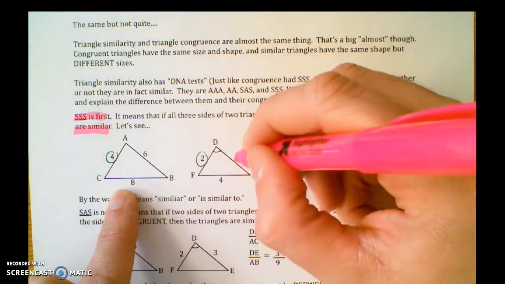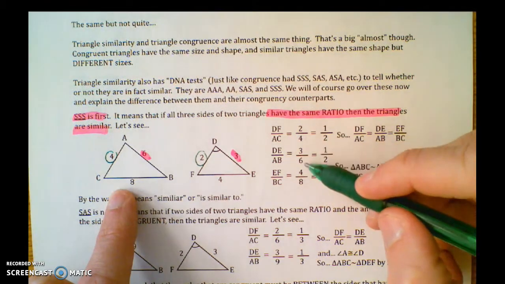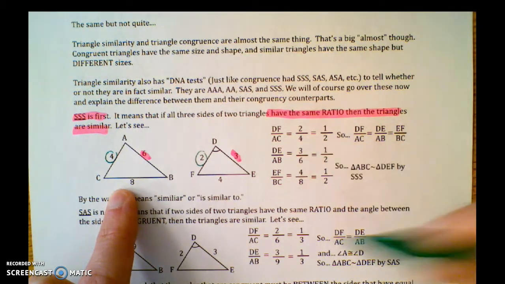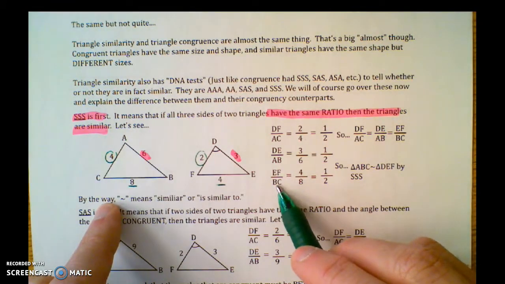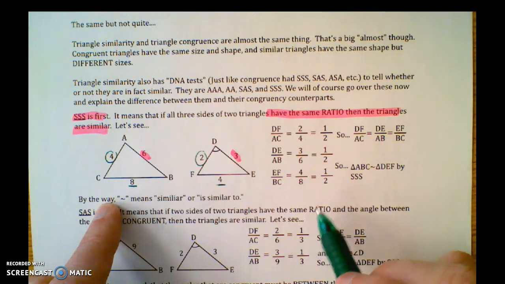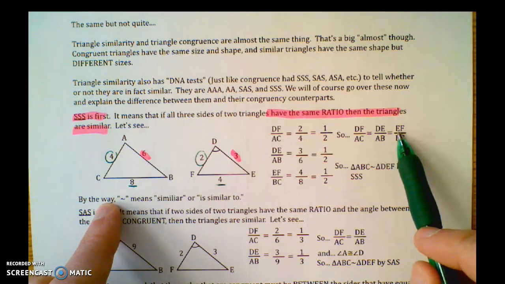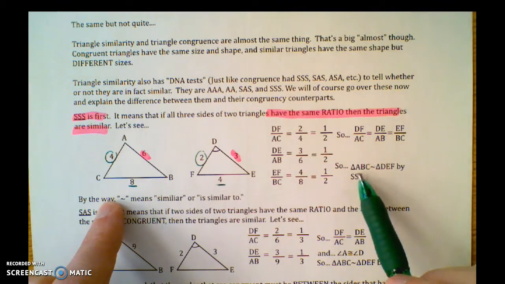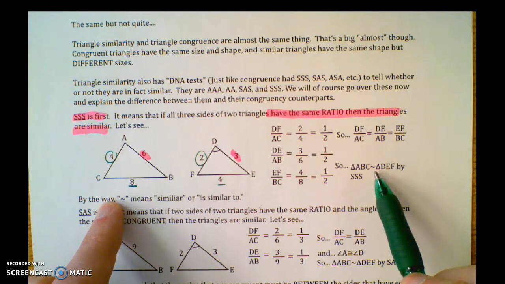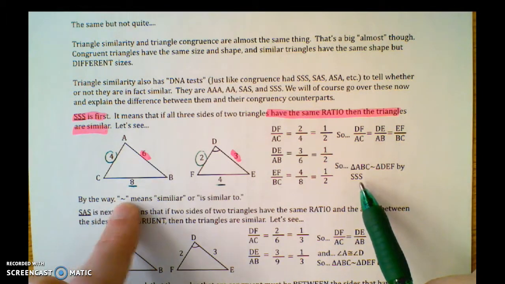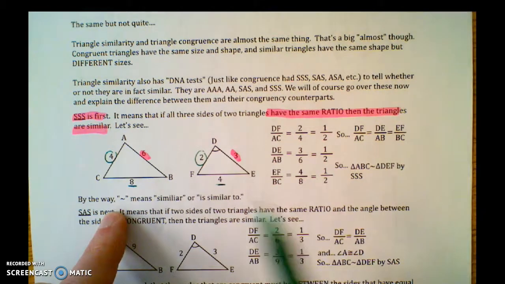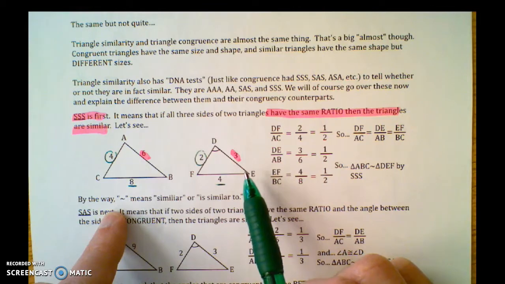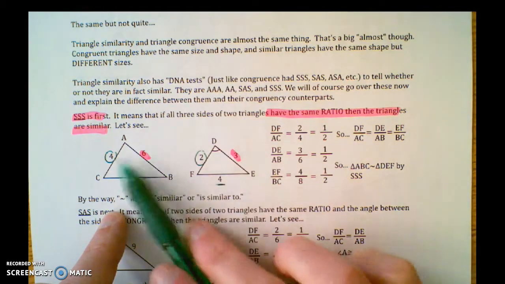The next side is DE, and DE matches up with AB. The ratio there is 3/6, or 1/2. And then finally the last one is 4/8, EF over BC. And again, the ratio when you reduce it is 1/2. So since all three pairs of sides are proportional, or the same ratio, you can say that triangle ABC is similar to triangle DEF. And the reason is SSS. Again, this symbol, the little tilde, means similar or similar to. So this is similar to what we did last semester with congruence, but instead of the sides being the same, we need the sides to be proportional.